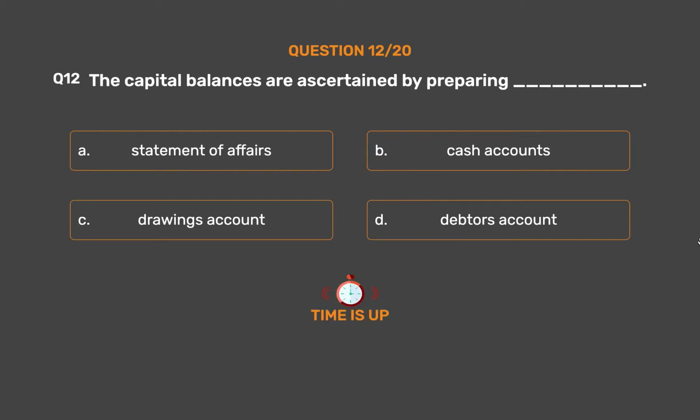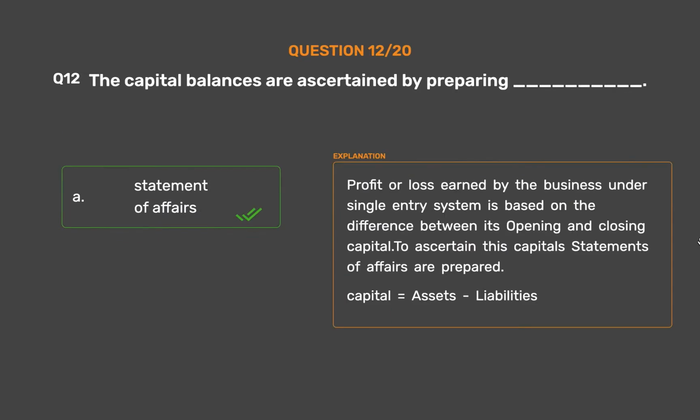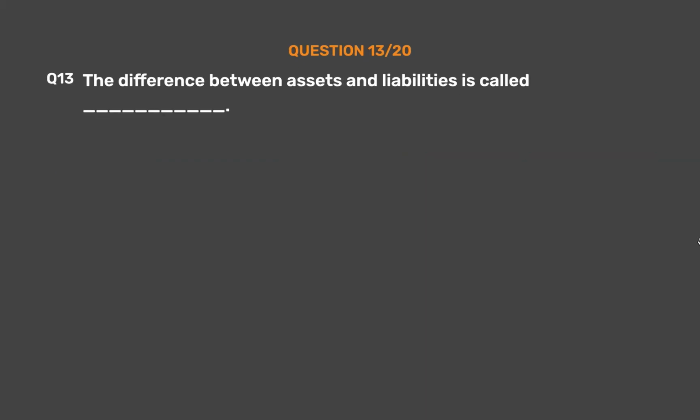The correct answer is Option A. Statement of affairs. Profit or loss earned by the business under single entry system is based on the difference between its opening and closing capital. To ascertain this, capital statements of affairs are prepared. Capital equals assets minus liabilities. Question number 13.